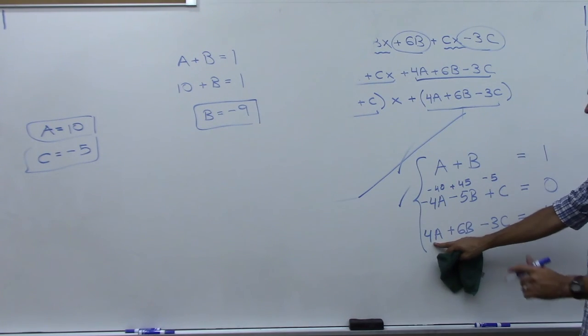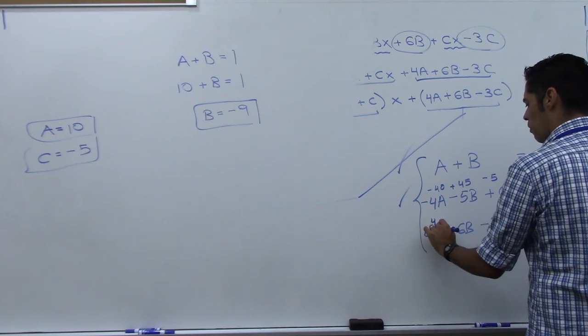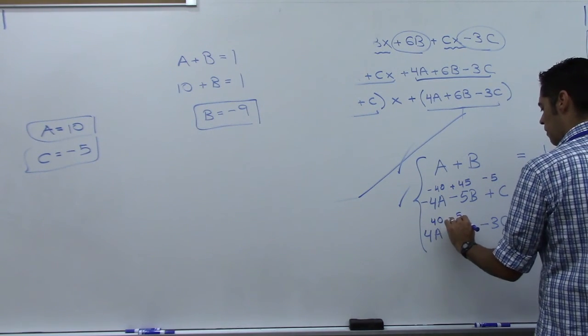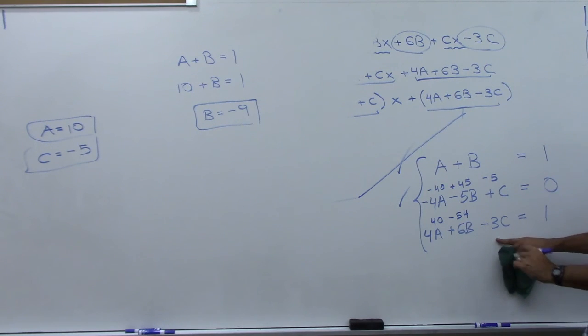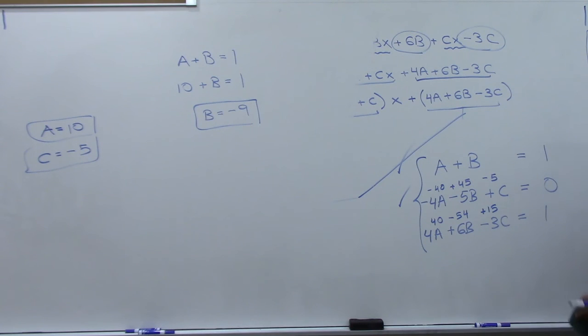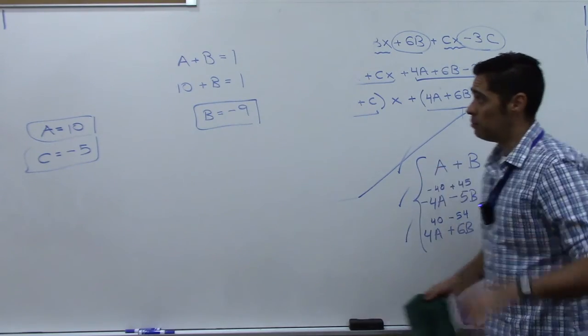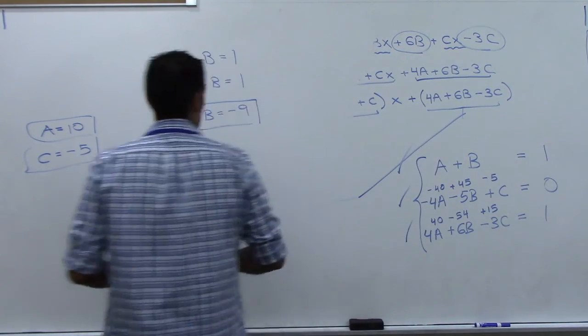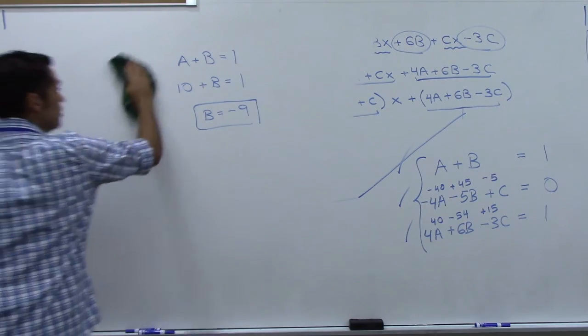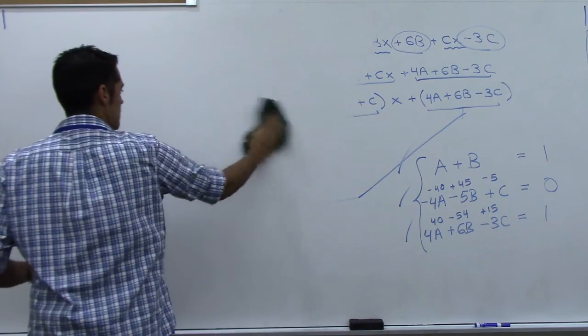And then let's do the last one. 4 times A, that's 40. 6 times negative 9 is negative 54. And then negative 3 times C, that's negative 3 times negative 5 is 15. So if you put these two together, you get negative 14, and then plus 15 is 1. So they all check. So I'm feeling real good about that answer. Okay, but I've kind of lost track of where I am. Let's go back to the original integral. I know what A, B, and C are.